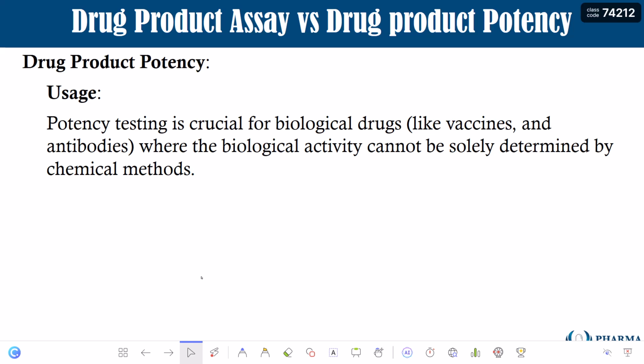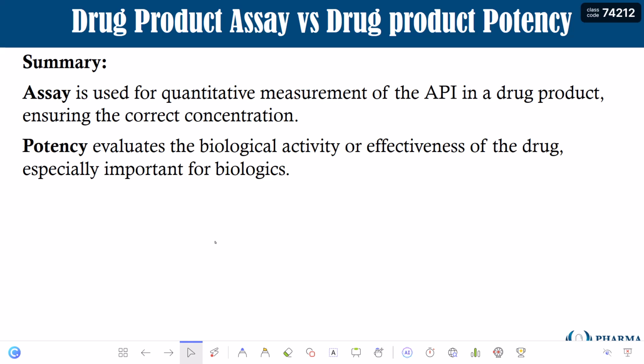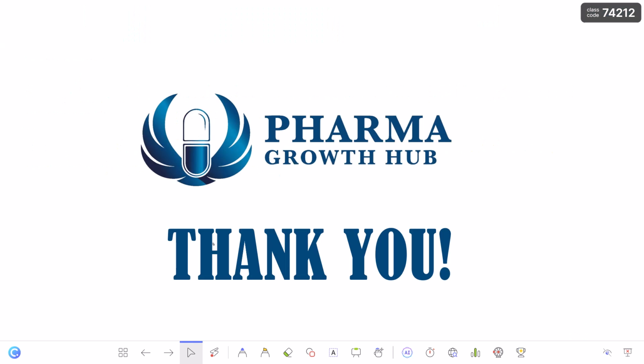So where is the usage of the drug product potency? Potency testing is crucial for biological drugs like vaccines and antibodies, where the biological activity cannot be solely determined by the chemical assay or by chemical test methods. So that's the purpose of evaluating the drug product potency. Assay is used for quantitative measurement of the API in a drug product, ensuring the correct concentration. However, potency evaluates the biological activity or effectiveness of the drug, and is specifically important for biologics. Thank you so much. I hope you understand the difference between drug product assay and drug product potency.